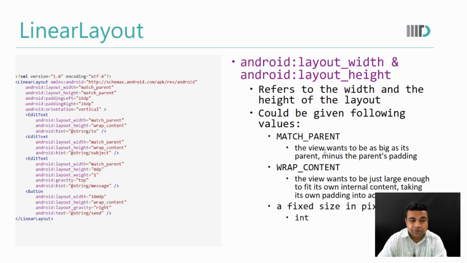Match parent means that this view wants to be as big as its parent minus the padding. Another value could be wrap_content, which means that this view just wants to be big enough to contain its internal content, and this takes into account the padding. And the third could be just an integer which gives the fixed size in terms of pixels. As you may have guessed, match_parent and wrap_content are also defined as integers.